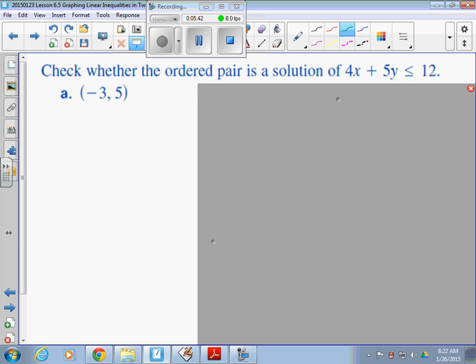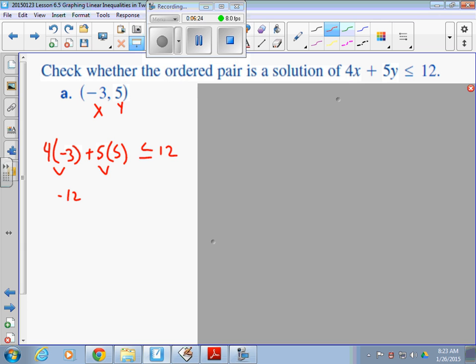Check whether this ordered pair is a solution to 4x plus 5y is less than or equal to 12. Take about 20 seconds on that. Okay, again, remember which one's which. This is x, the other one's y. 4 times x is 4 times -3, plus 5 times y, 5, is less than or equal to 12.